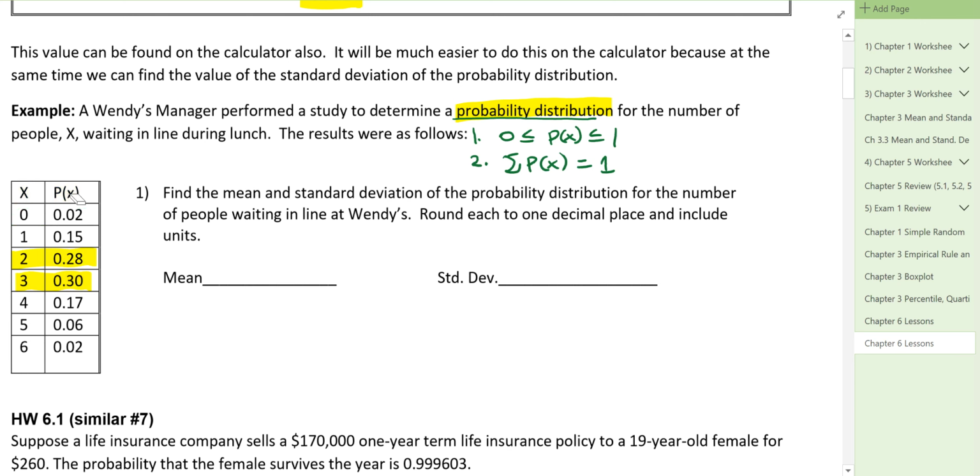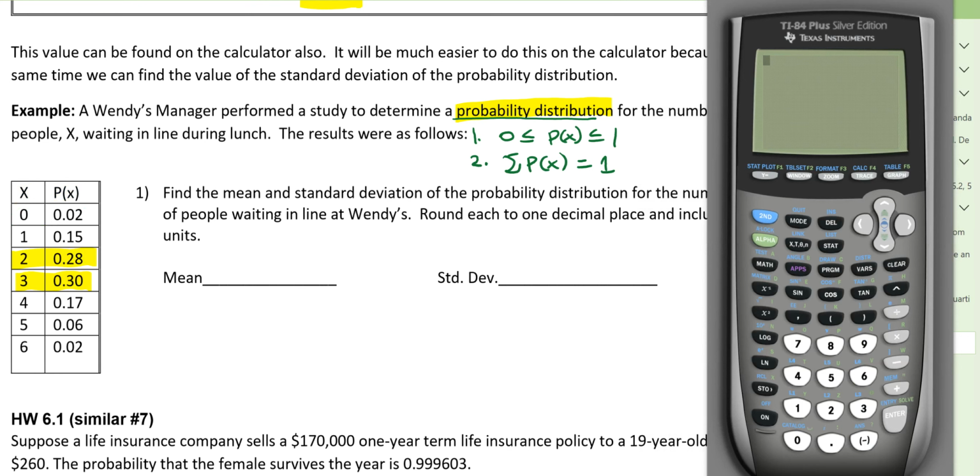All right, let's calculate the mean and standard deviation. First, I'm going to go to stat, put enter. Now in L1, you're going to enter the value for x, or the random variable, and in L2, enter the value for p of x. Once it's done, go to stat again, use the arrow to highlight calculate. Now 1-Var Stats is highlighted, so put enter. For the list, put L1, and for the frequency list, put L2. Once you've done that, hit enter, enter, enter.